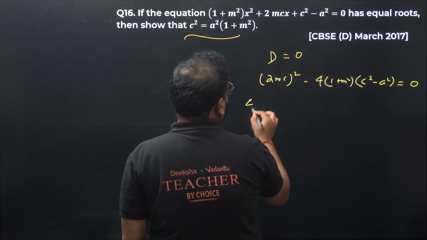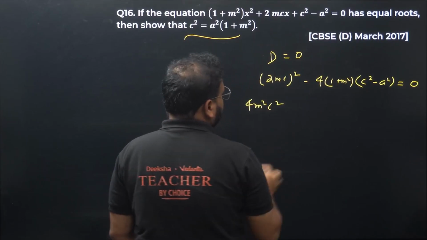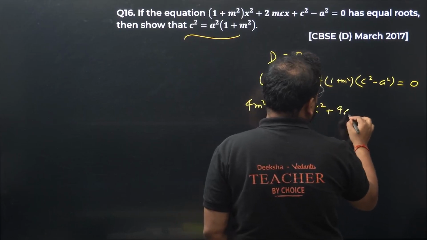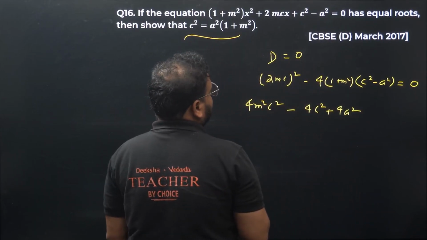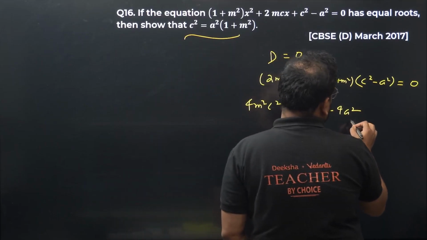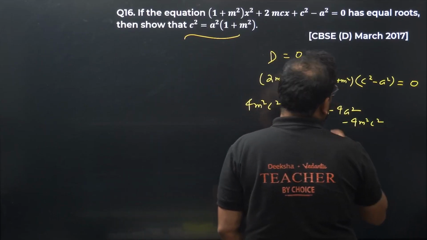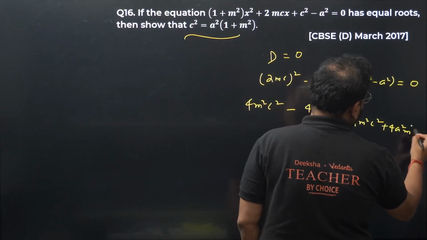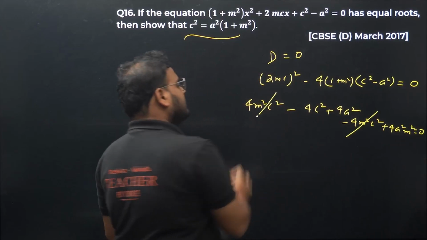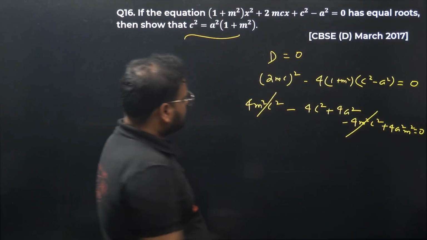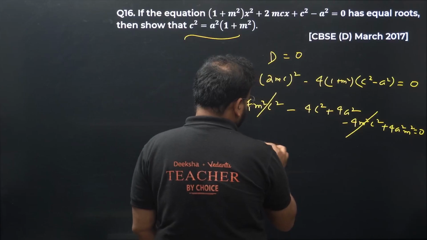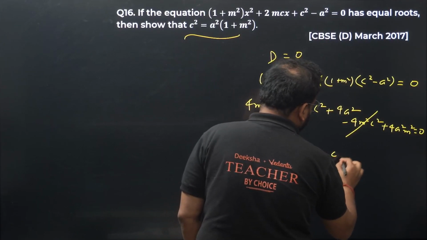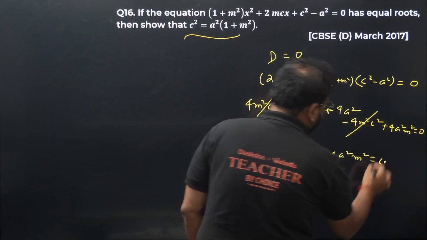Okay, I get 4m square c square over here. I get minus 4c square plus 4a square, and next we have minus 4m square c square, and the last one is going to be plus 4a square m square equal to 0. Then this is cancelled. I want to get c square, right? So I'll just move that thing on that side. I'm getting here minus 4c square plus 4a square plus 4a square m square as 0.